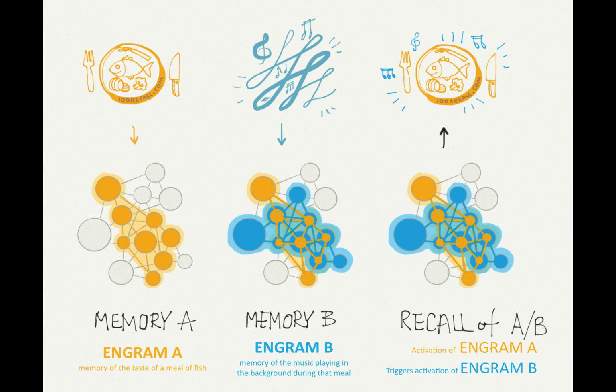In summary, each time we retrieve a memory, we make its storage unit more robust, and we create associations with other memories that make it easier to locate and retrieve that memory in the future.